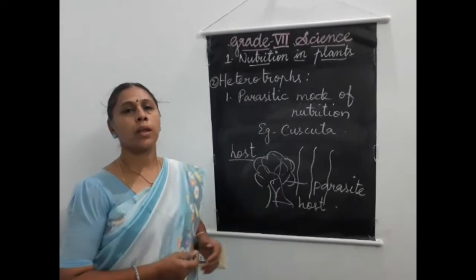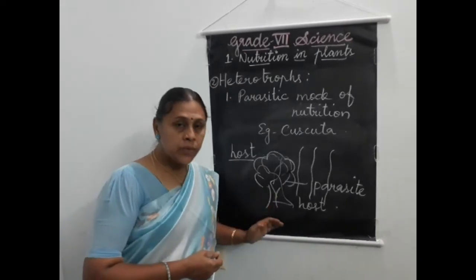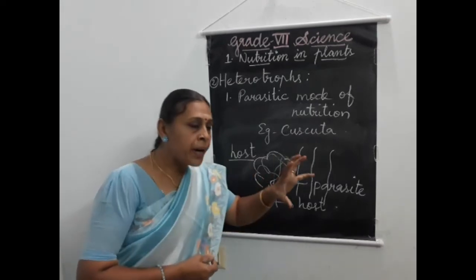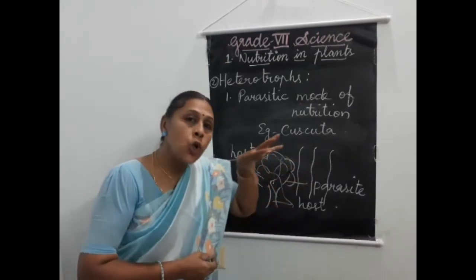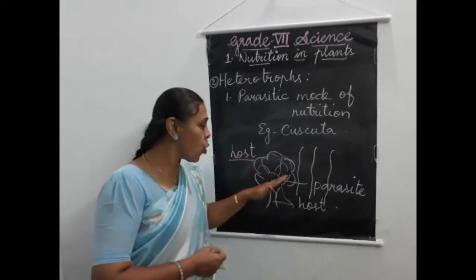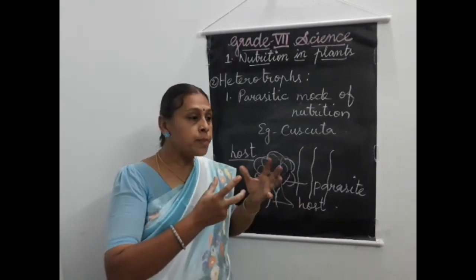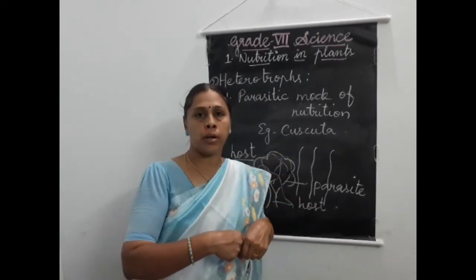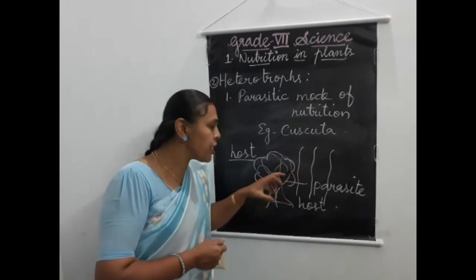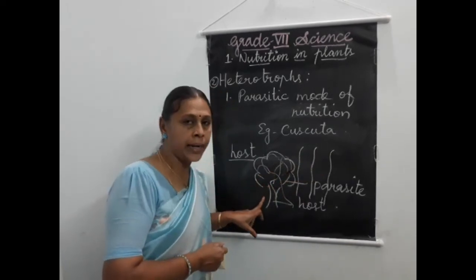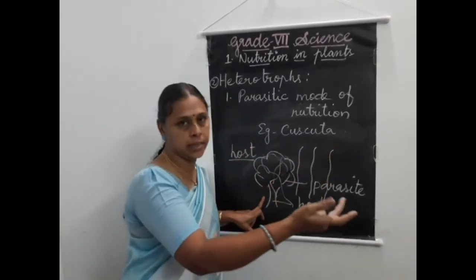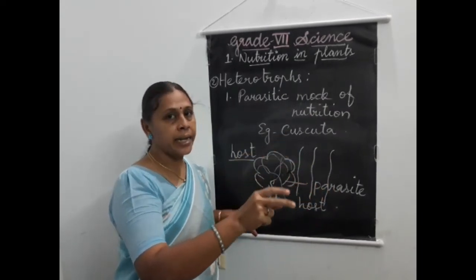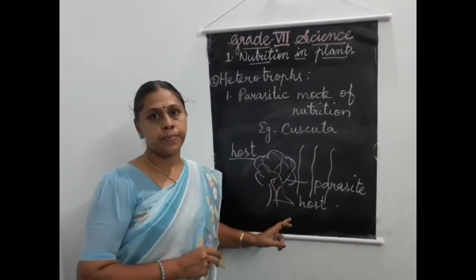Understand? So in this way, the plant deprives the nutrients of its host. Deprives means what? Absorbs, uses, utilizes. It is not preparing its own food. It deprives the nutrients of the host plant on which it climbs or twines. This mode of nutrition is called parasitic mode of nutrition.